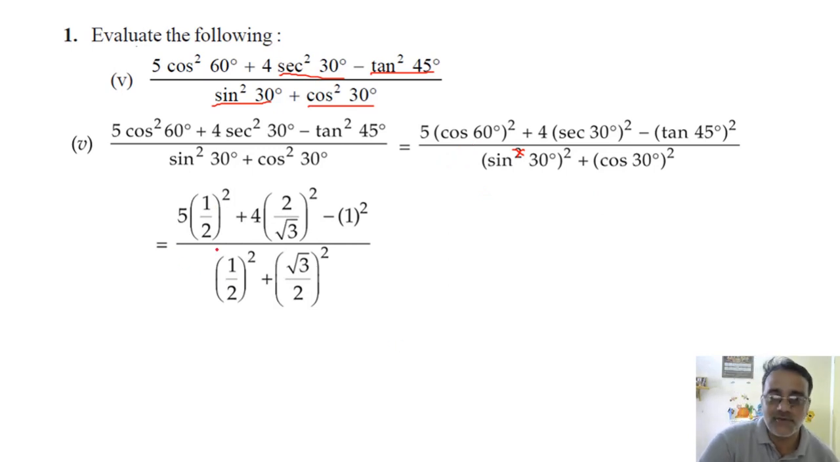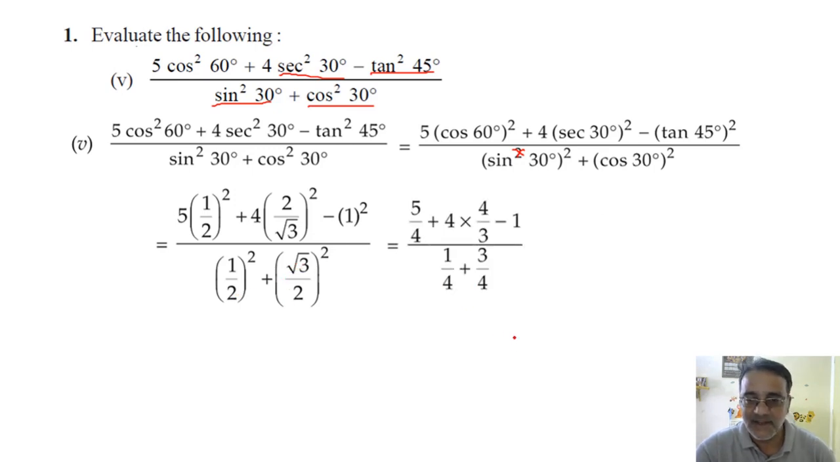What is 1 by 2 whole square? 1 by 4. What is 2 by root 3 whole square? 4 by 3. So here 1 by 4 plus 3 by 4 minus 1 becomes 3 by 2. Any doubt here?